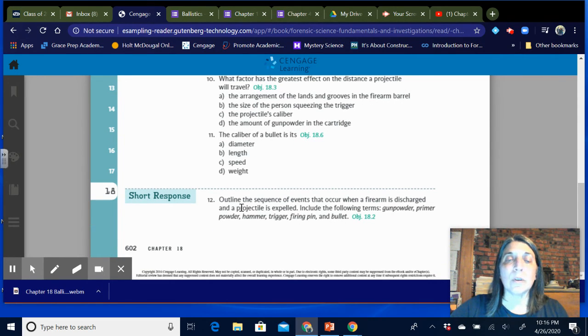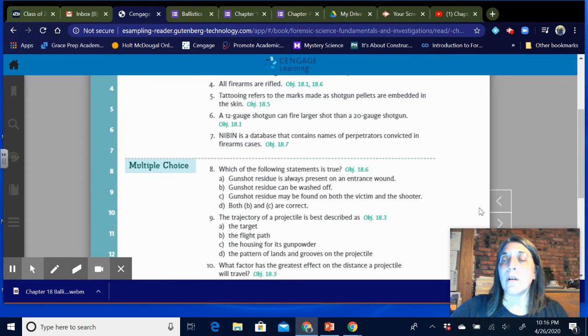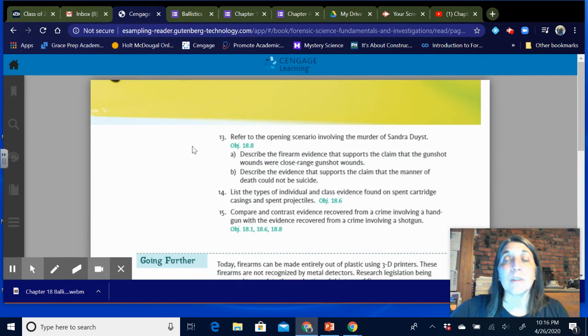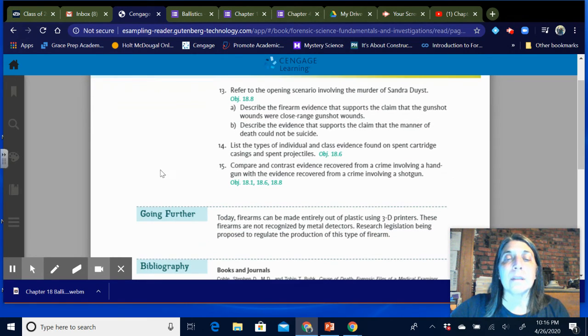And then you're going to be doing 12. You can skip 13 because we already did that at the very intro to chapter 18 two weeks ago, when I had you answer these questions about the Sandra Deist case. Then you'll do 14, but you don't have to do 15. So just 1 through 12, and then 14. You'll answer that in a Google Doc. And then I think that's it for today. I can't open my Google Classroom right now.